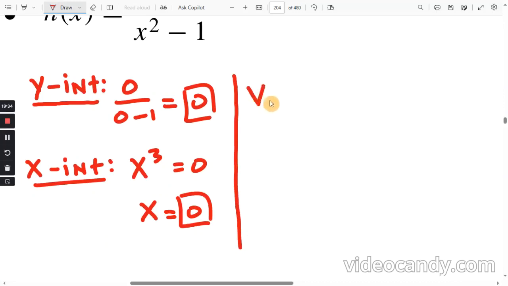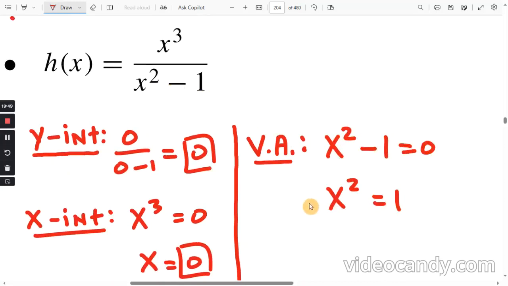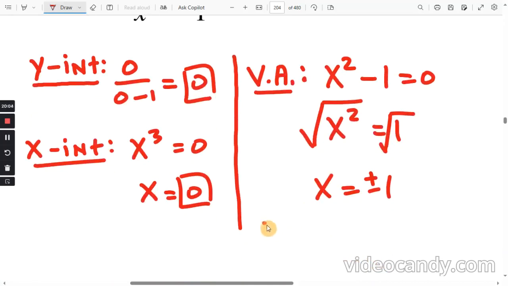Next up is the vertical asymptote. All right, denominator equals 0, x squared minus 1. If you do plus 1 on both sides and take the square root on both sides, square root of x squared is x, square root of 1 is 1. But when you do square root on both, you need to do plus minus. So the vertical asymptotes are at x equals 1 and negative 1.